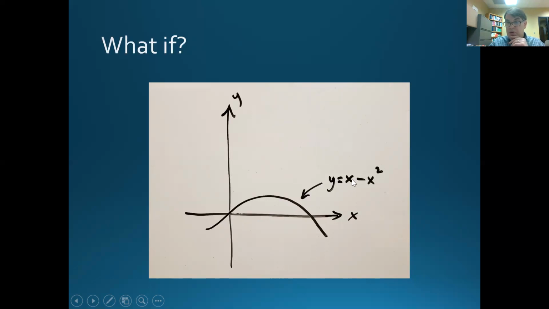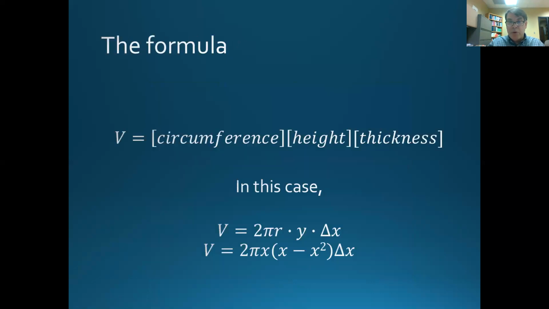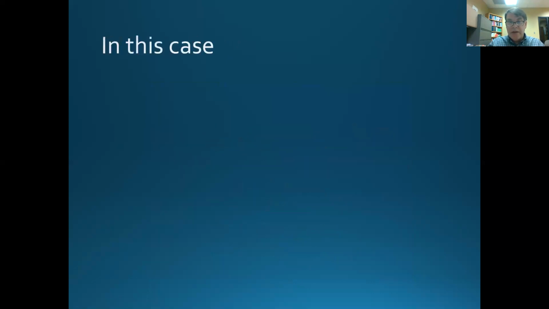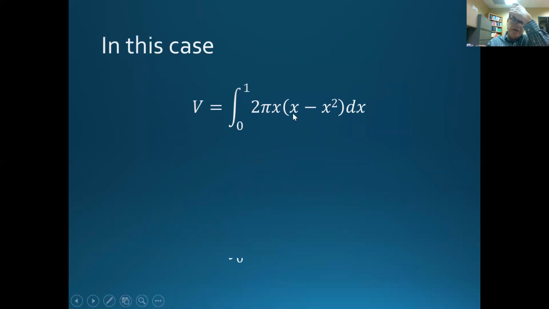If I factor this, I get x times 1 minus x. So when x equals 0, y is going to equal 0. And when 1 minus x equals 0, y is going to equal 0. Solving 1 minus x equals 0, we have x equals 1. And so what we ended up doing is going from 0 to 1, inferring it from the situation. And I plugged in the details here.